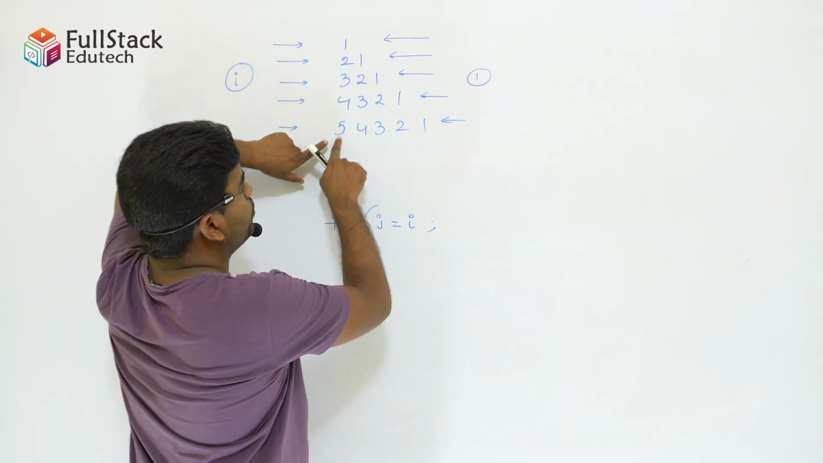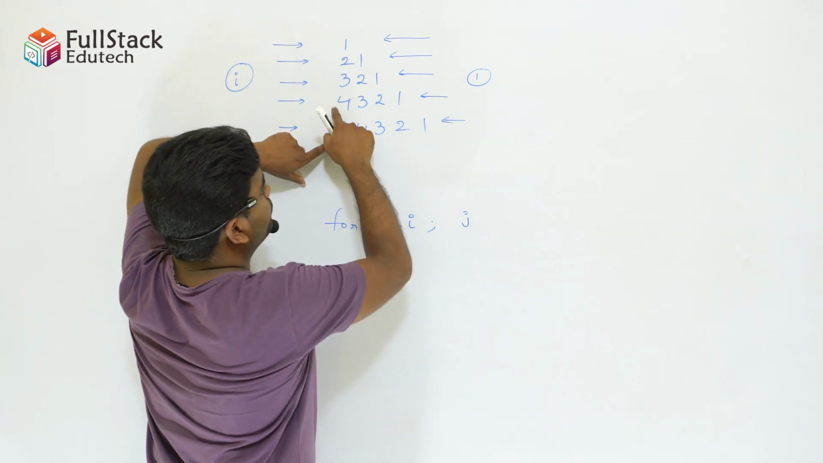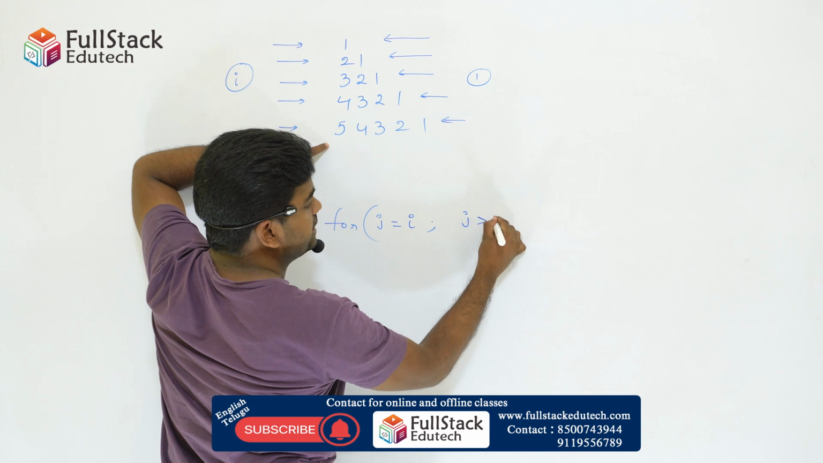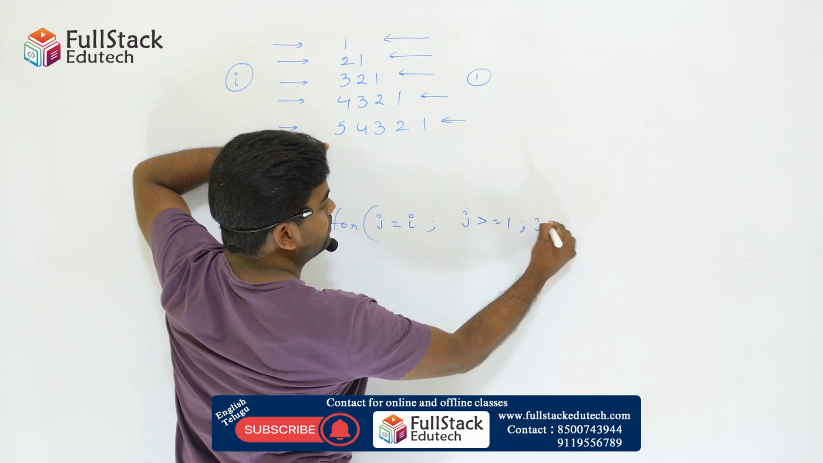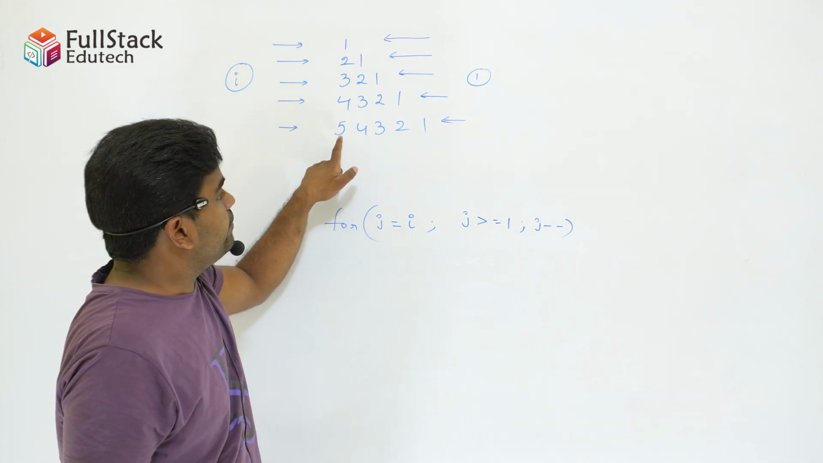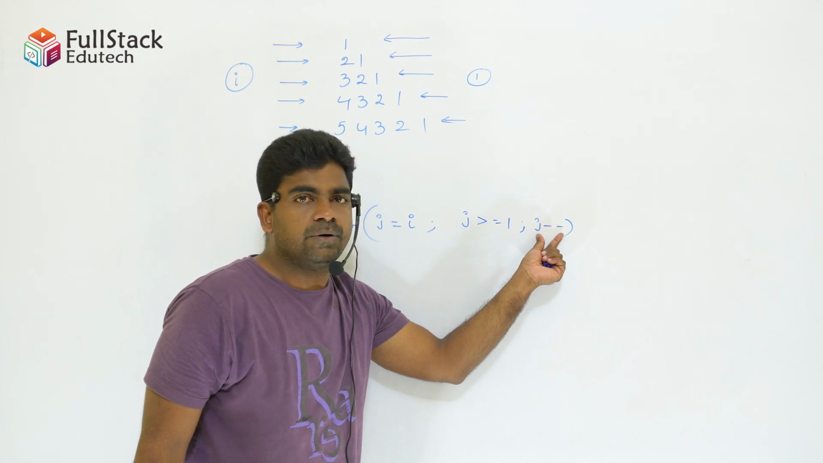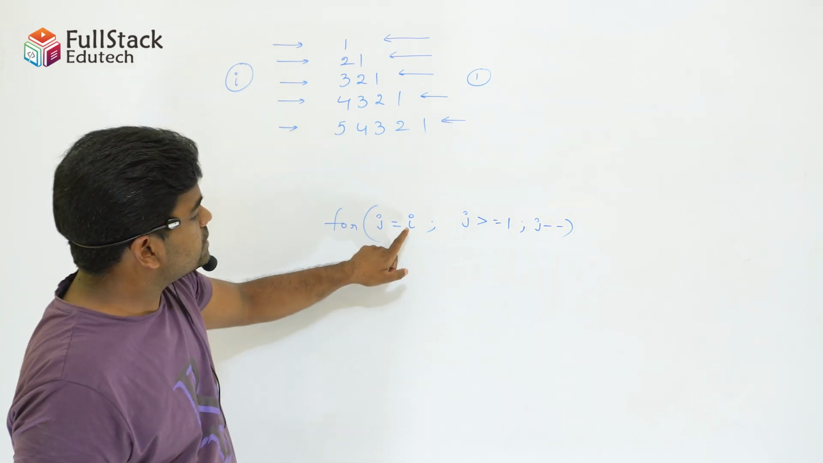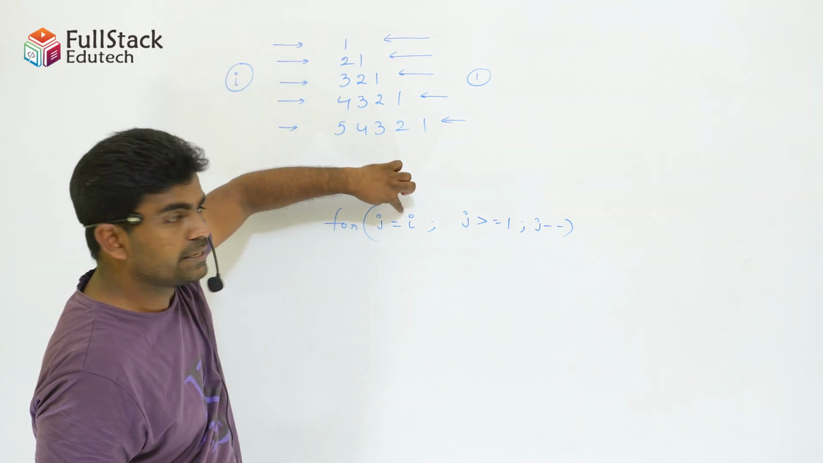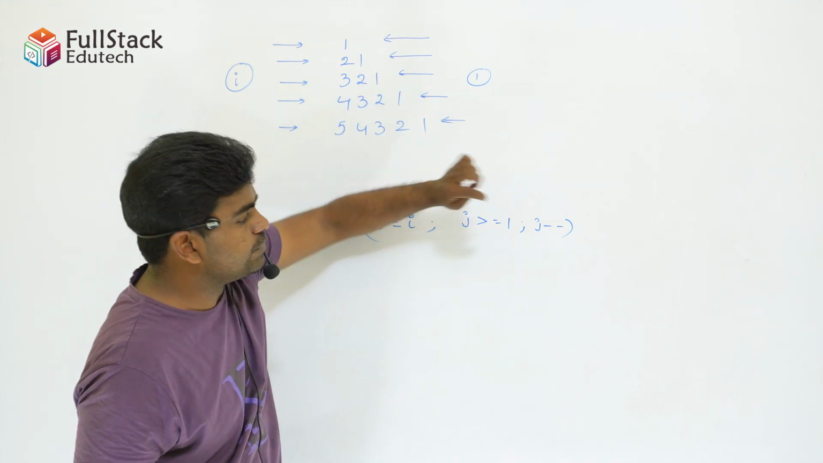But see, look at the row 5, 4, 3, 2, 1, decreasing. 4, 3, 2, 1, then 3, 2, 1, every time decreasing to 1, so j minus minus. When the row values are decreasing, it means you have to write j minus minus. Every row starts with a different value, that is starting from i, and every row ends with the same value, that is 1.